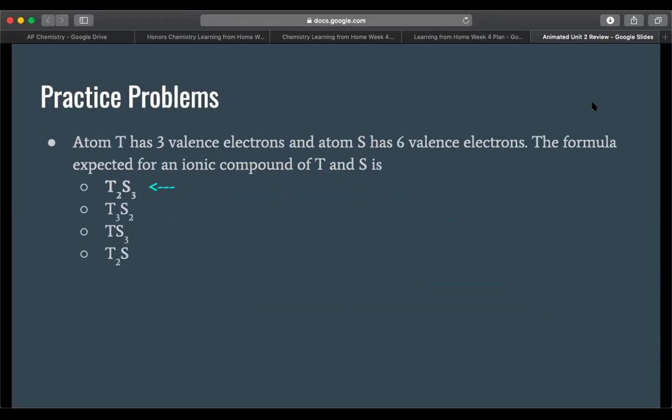How would you even approach this question? Did you try to structure it? You would deal with the charges. So if you have 3 valence electrons, what's its charge? Plus 3. And if you have 6 valence electrons?